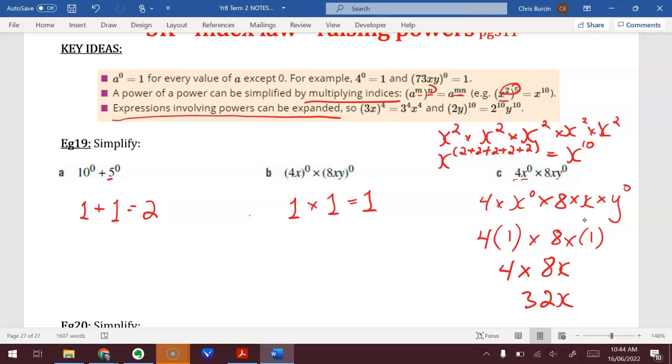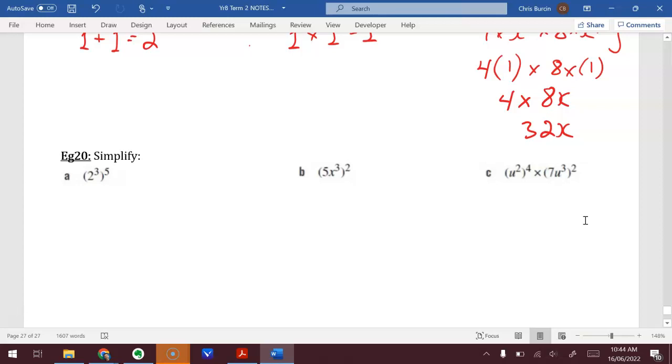So expressions involving powers can be expanded. So if we have 3x in brackets to the power of 4, just like we've expanded previously in algebra, we can put each of those to the power of 4. And the same, so it would be 3 to the power of 4 times x to the power of 4. And 2y, each of those is to the power of 10. So let's work it out.